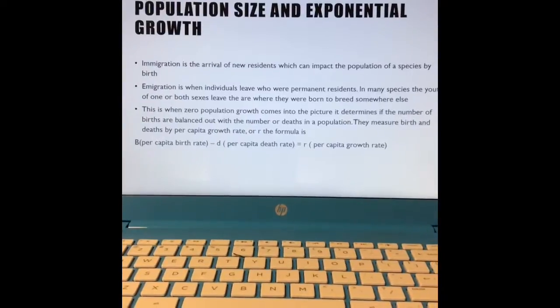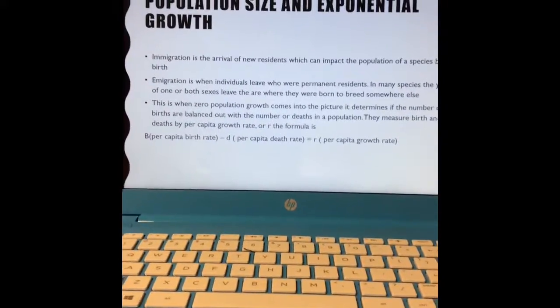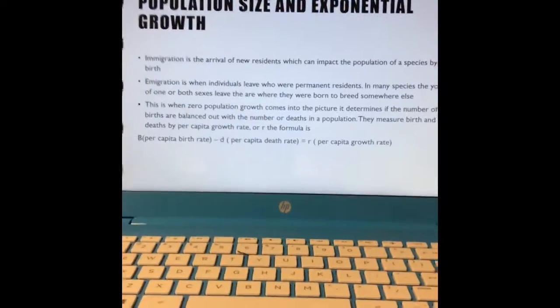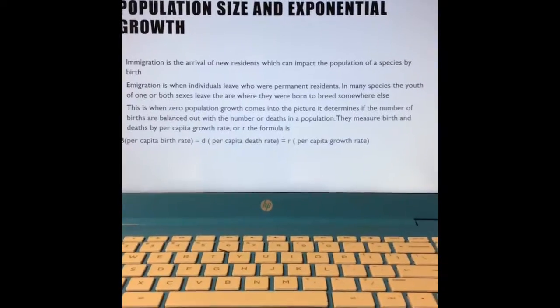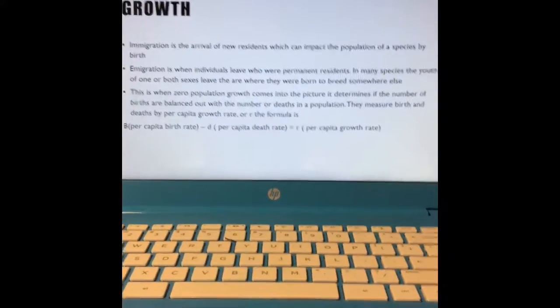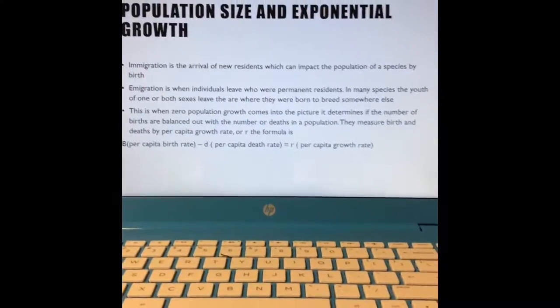Emigration is when individuals leave who were permanent residents, like the youth in some species. Either the male, female, or both of the sexes leave from where they were born to breed somewhere else. Possibly it could be because of resources such as food or habitat.